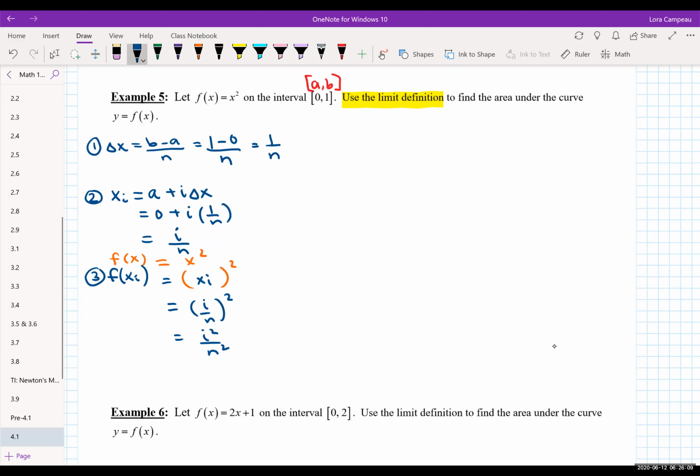And one more item, everyone. We now have to multiply what we just found, f of x of i, by delta x. What did we just find? f of x of i was i squared over n squared. What is delta x to begin with? 1 over n. So what do we end up having? f of x of i times delta x is i squared over n cubed.